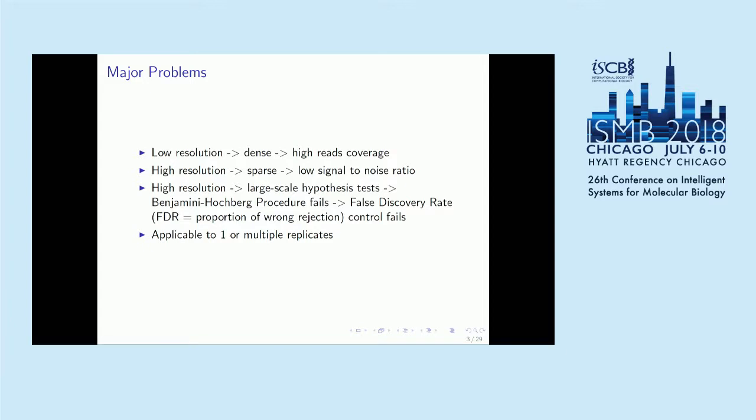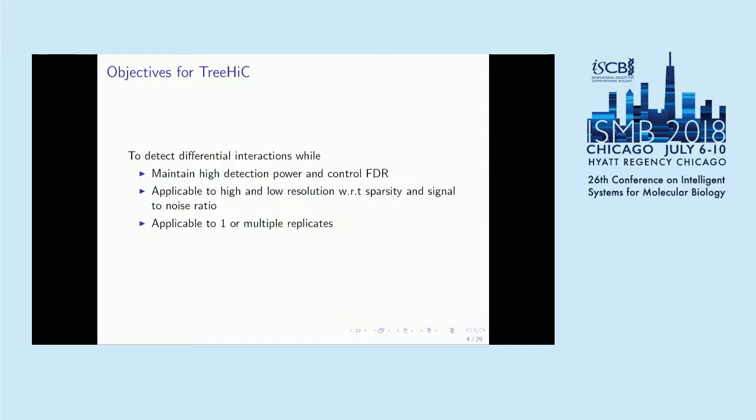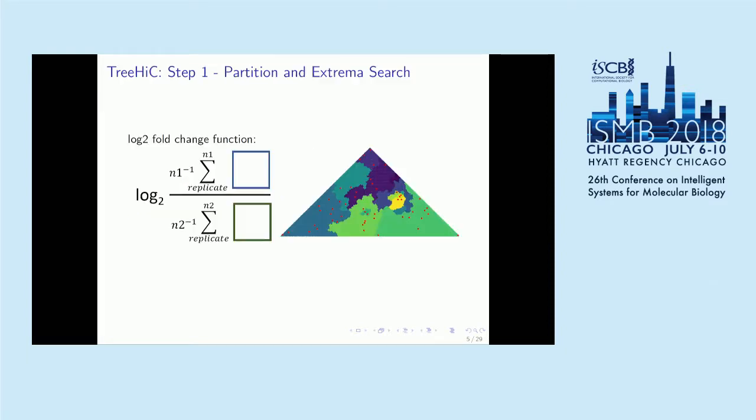And also, some models can only be applied to multiple replicates, because you need multiple replicates to estimate the variance or sparsity. So they cannot be applied to one replicate. Therefore, for TreeHiC, our target is to detect the differential interaction while maintaining high detection power and controlling FDR at the same time. And it can be applicable to high resolution and low resolution with different sparsity and different signal to noise ratio. And it can be applied to one replicate as well.